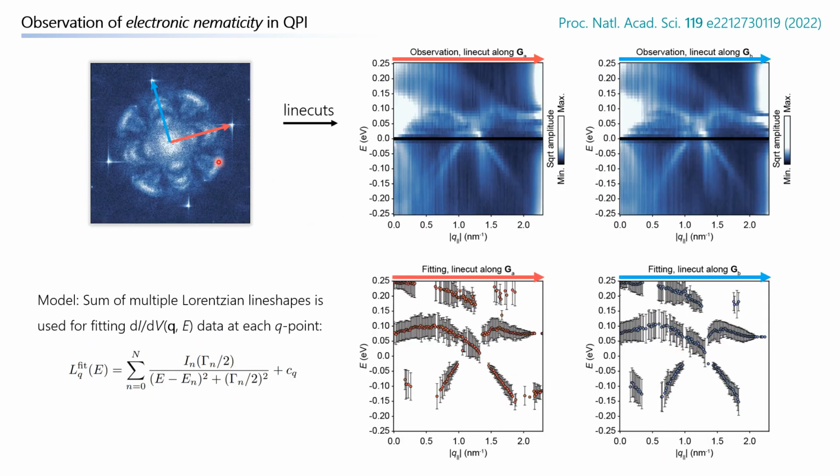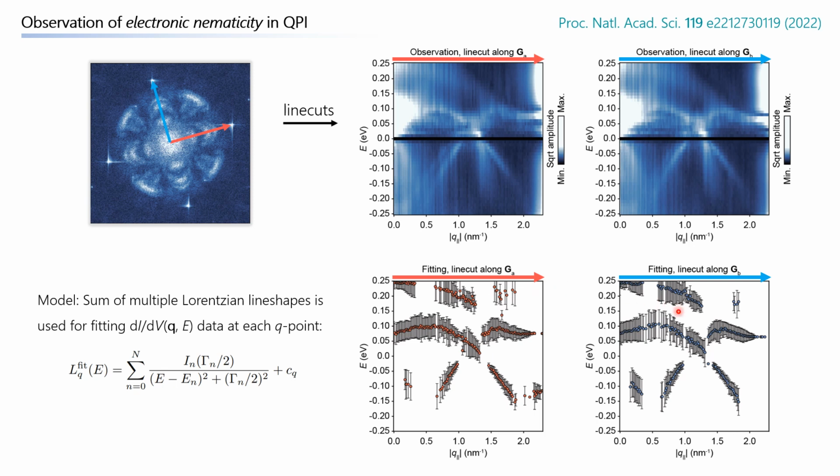So in order to highlight the symmetry breaking in the data, what we've done here is take line cuts in two perpendicular directions. We can see the dispersion of the scattering in each direction, and we can do some fitting analysis to extract quantitative information.